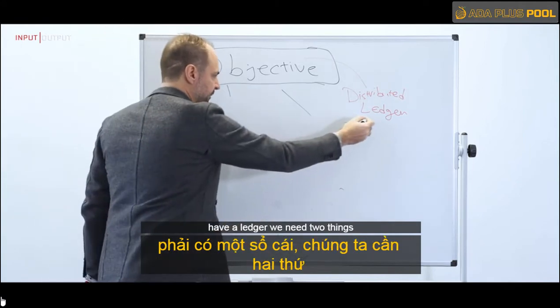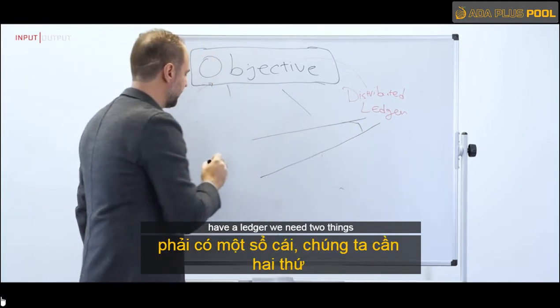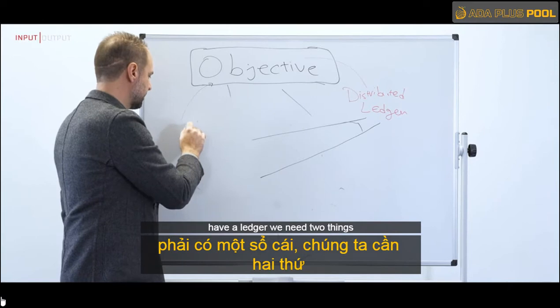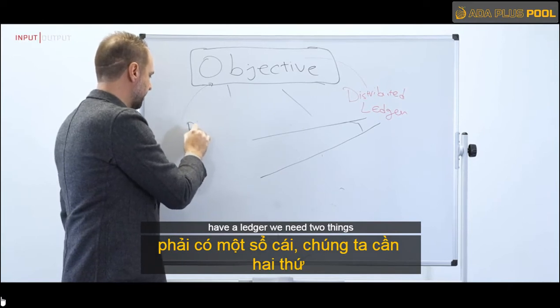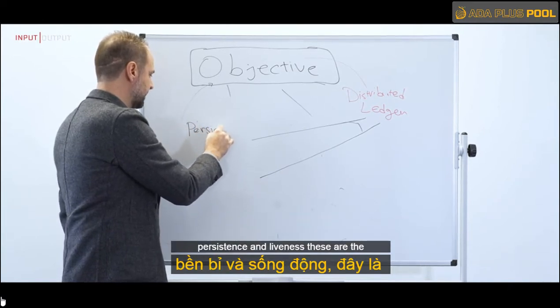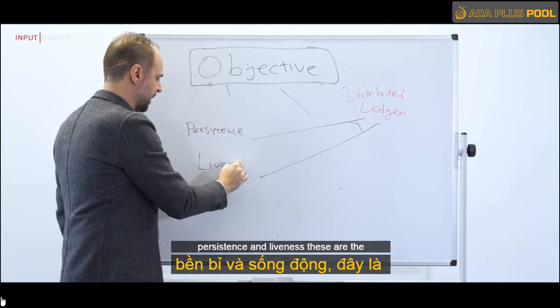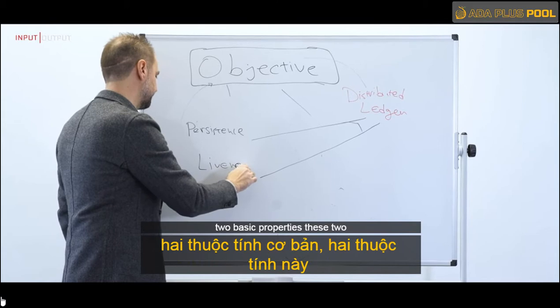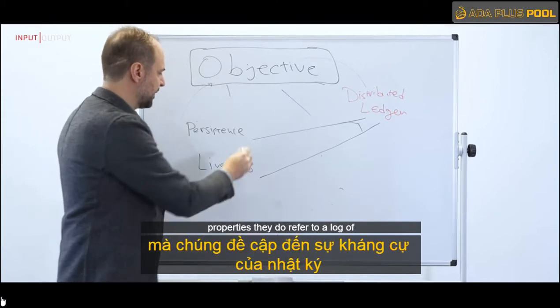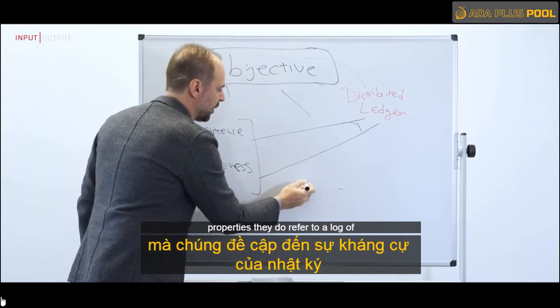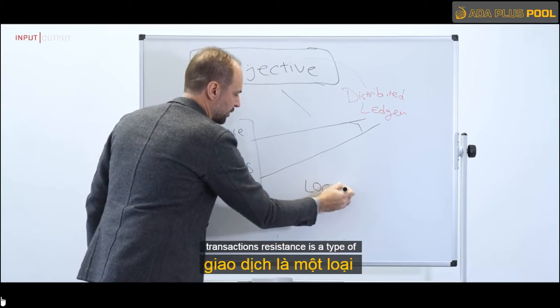So to have a ledger, we need two things: persistence and liveness. These are the two basic properties. These two properties, they do refer to a log of transactions.